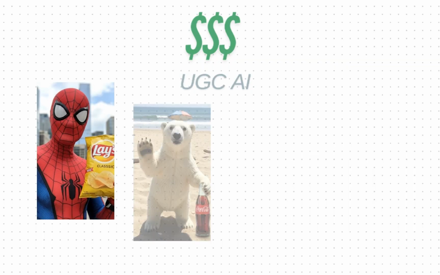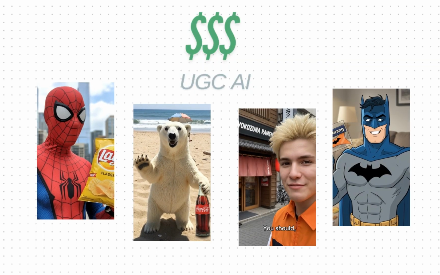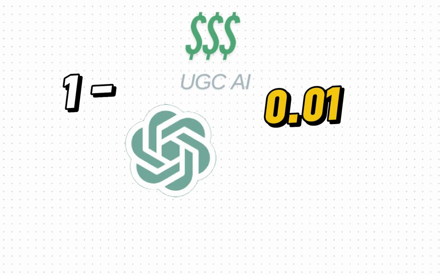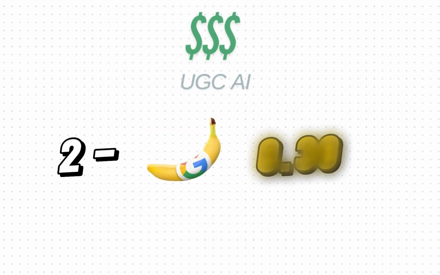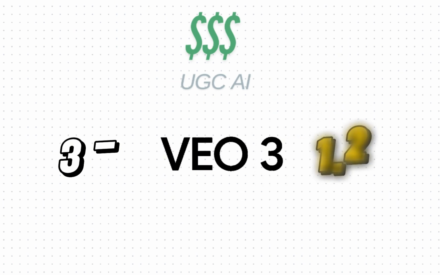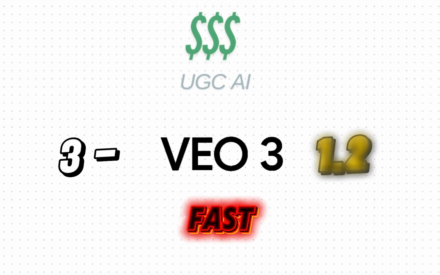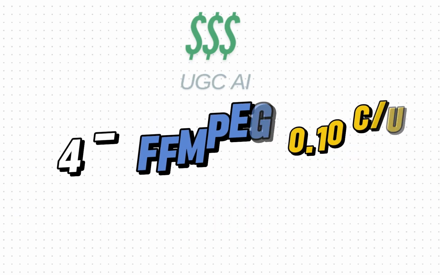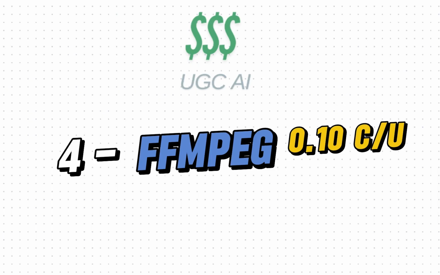Now, let's talk about the real cost of generating a complete UGC ad with artificial intelligence. First, the ChatGPT model we are using to analyze the image costs approximately 0.01 per analysis. The image generation with Nano Banana costs about 0.039 per image. Each 8-second video using Veo3 Fast costs around 1.20 with audio included. In addition, to merge, for example, 3 videos, we use FFmpeg Hub with an approximate cost of 0.10 per merge.